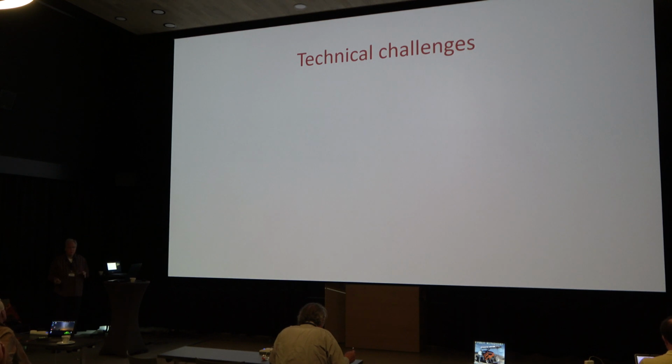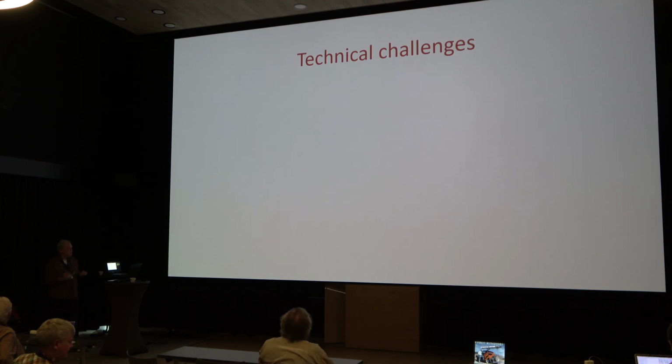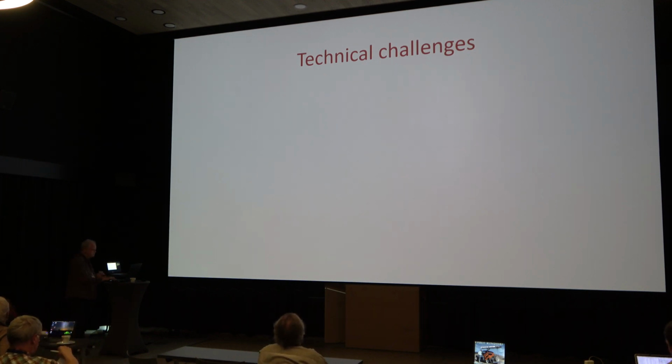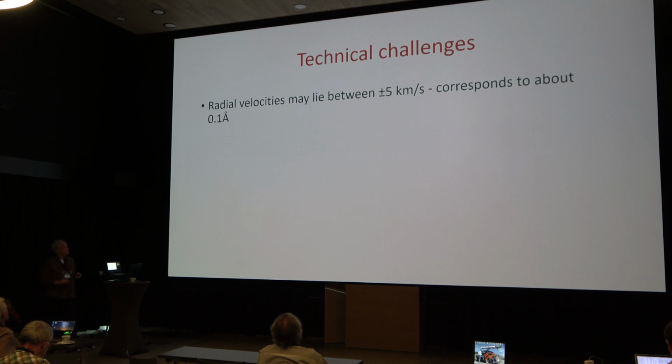But this is what I want to focus on, the technical challenges that I faced in trying to understand my data. The radial velocities of the pulsation lie between plus or minus 5 kilometers per second at the very maximum. I'm looking at trying to resolve 0.1 of an angstrom with my rig.